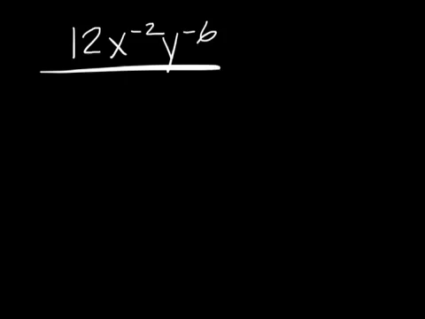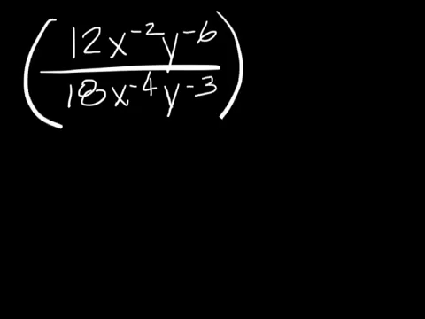Another practice problem. 12x to the negative 2nd, y to the negative 6th, over 18x to the negative 4th, y to the negative 3rd. Everything will be to the 2nd power.